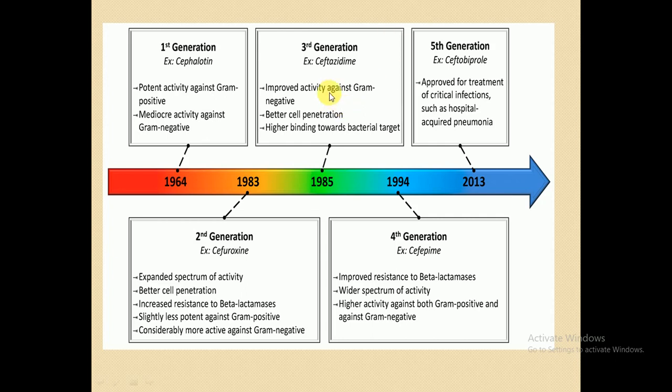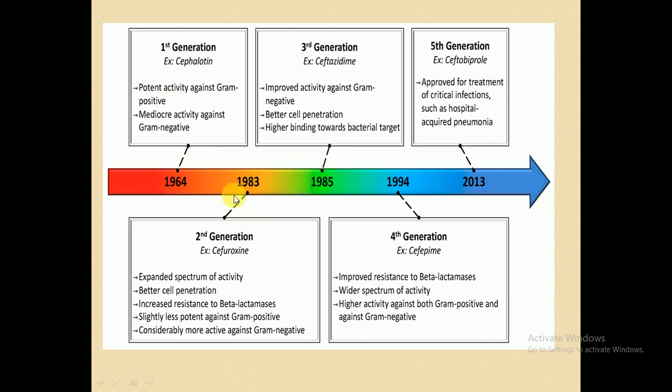So this point is clear here, that in the third generation antibiotics, as we have discussed, the activity against gram-negative bacteria is greater than in the first generation. Now further, I'm going to proceed with my lecture. So it has better cell penetration and higher binding towards the bacterial target. Now look at the timeline here: 1964, then 1983, and then 1984.